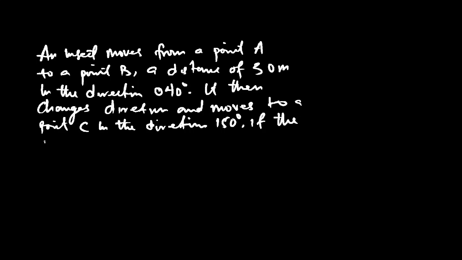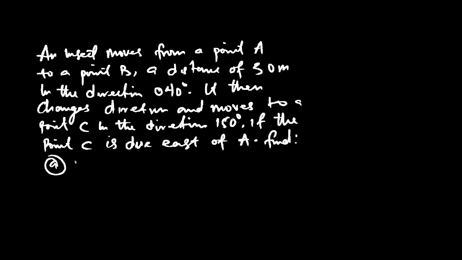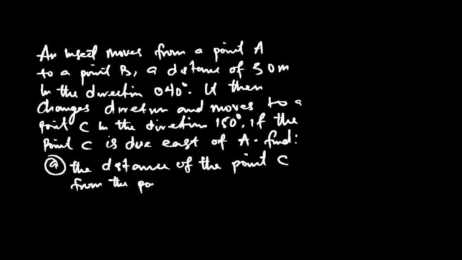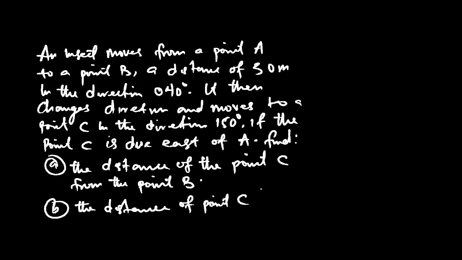If the point C is due east of A, find, Roman figure 1, the distance of the point C from the point B. Roman figure 2, the B part, you find the distance of point C from the point A. Do you get that now? Okay.